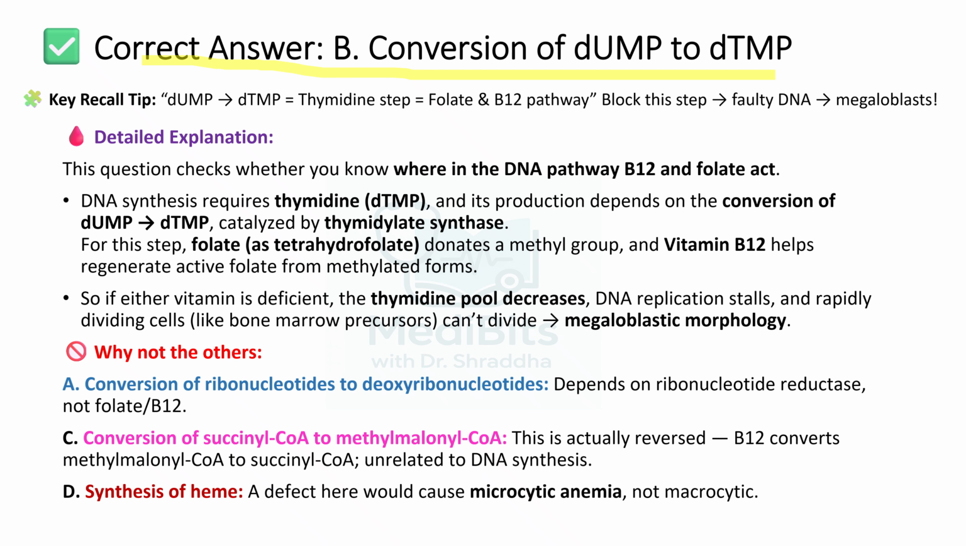Here this question checks whether you know where in the DNA pathway B12 and folate act. DNA synthesis requires thymidine, that is dTMP, and its production depends on the conversion of dUMP to dTMP, which is catalyzed by thymidylate synthase. For this step, folate donates a methyl group and vitamin B12 helps regenerate active folate from methylated forms. So if either vitamin is deficient, the thymidine pool decreases. DNA replication stalls and rapidly dividing cells like bone marrow precursors cannot divide, which gives rise to megaloblastic morphology.